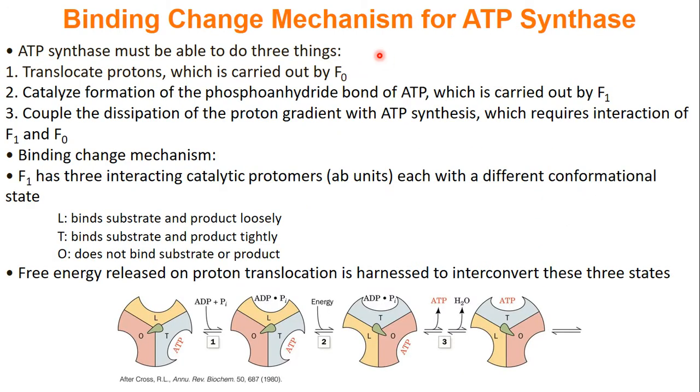Now let's look at how ATP synthase works. So basically, ATP synthase has three main things it has to do. One, we have to move protons with the gradient. This is carried out by F0. Two, we have to make ATP. This is carried out by F1. Three, we have to match this translocation of protons to the formation of ATP. So we need the interaction of F1 and F0 to be coupled.